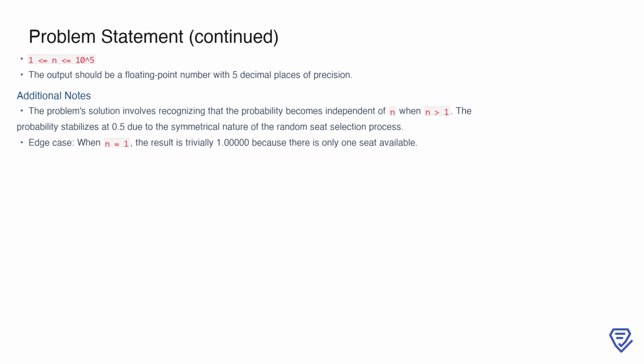This is due to the symmetrical nature of how seats are chosen randomly. The only exception is when n equals 1, where the result is trivially 1.00000, since there's only one seat available. This symmetry simplifies the problem significantly, making it computationally efficient to solve even for large values of n.